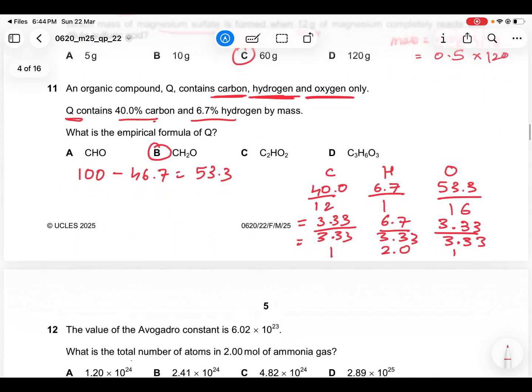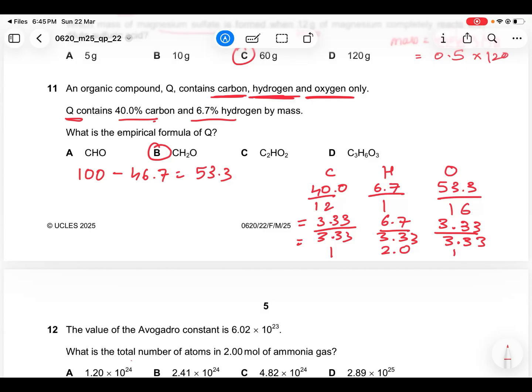An organic compound Q contains carbon, hydrogen and oxygen only. Q contains 40% carbon and 6.7% hydrogen by mass. What is the empirical formula of Q? In the question, you can see they have mentioned 3 different elements: carbon, hydrogen and oxygen, and they have given us the percentage of carbon and hydrogen only. So first of all, we are going to find the percentage of oxygen. We add the percentage of carbon and hydrogen, which becomes 46.7, and subtract it from 100. So we get 53.3, which is the percentage of oxygen.